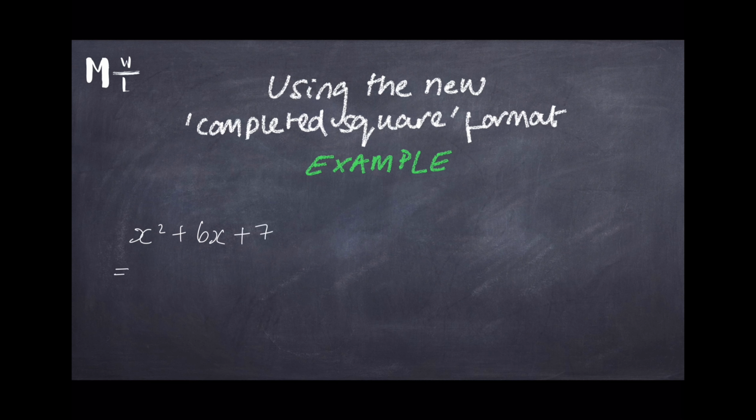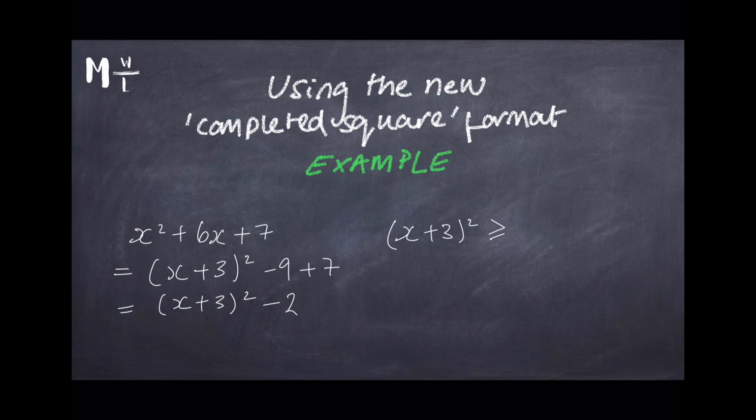Here we start with x squared plus 6x plus 7, complete the square, and that's going to give us (x plus 3) all squared, take away 9, plus 7. Now, looking at this, (x plus 3) all squared is always going to be positive because all squared numbers are positive. So that means the minimum value is going to be negative 2. This minimum value is going to occur when x plus 3 is equal to 0. x plus 3 equal to 0 means that x is equal to negative 3, so that's where the minimum value will occur.